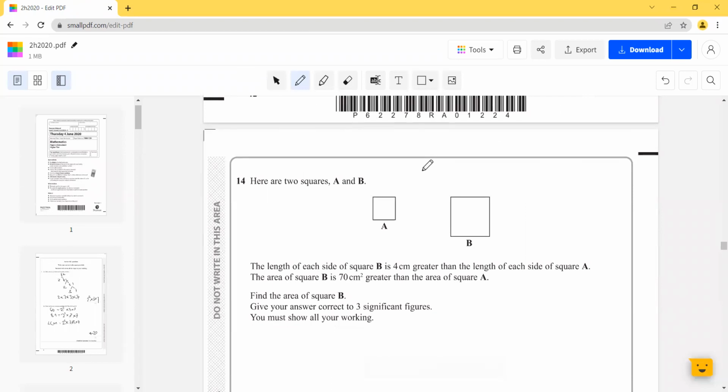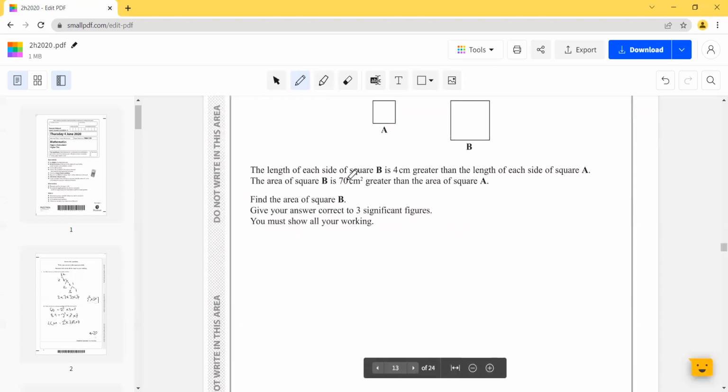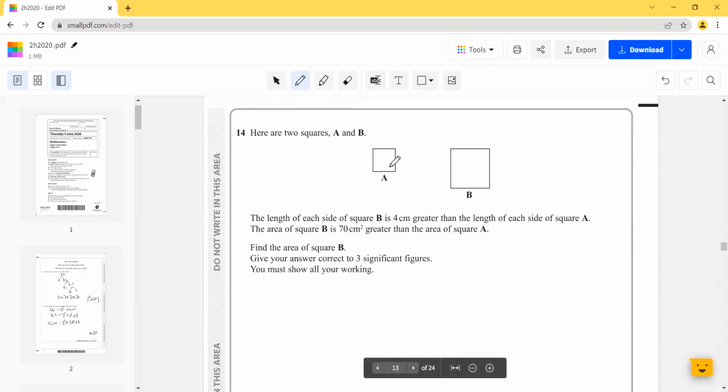Question 14, here are two squares, A and B. The length of each side of square B is 4 centimeters greater than the length of each side of square A, and the area of square B is 70 centimeters greater than the area of square A. Find the area of square B. Give your answer correct to 3 significant figures. You must show all your working. Okay. Well, let's just say A has length x, which means B has length x plus 4.